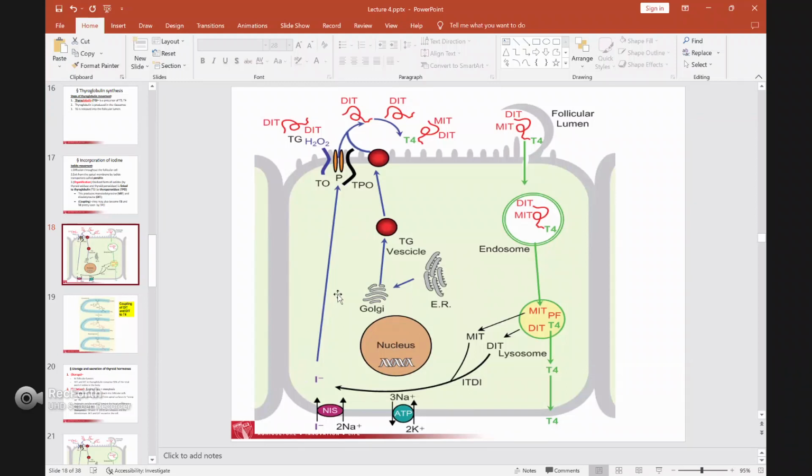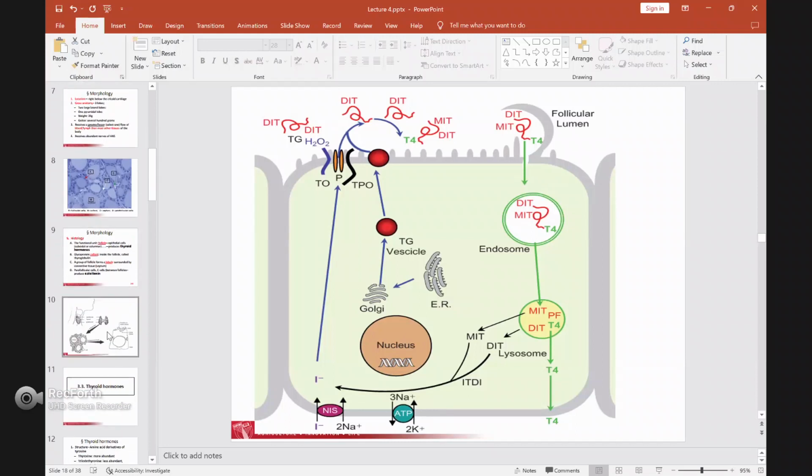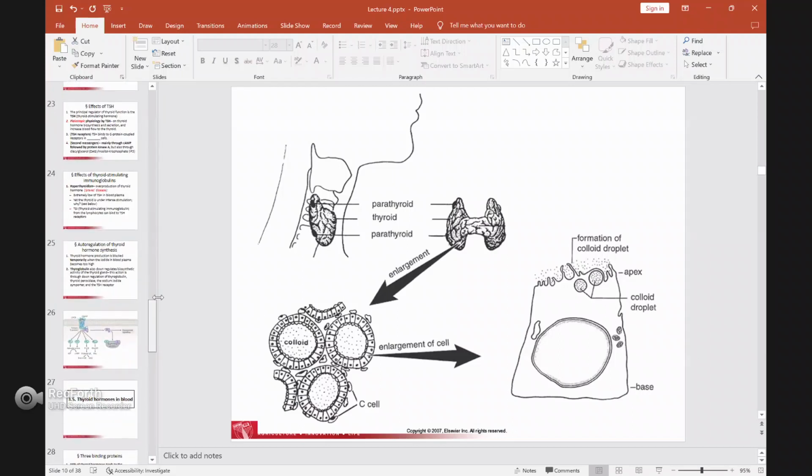Then inside the cells, this iodine will be pumped out into the colloid or follicular lumen, the space in the middle of the thyroid cells. If I can show you, this is the colloid. The colloid in the middle is actually the place where the thyroid hormone is synthesized. So the iodine from outside will pass through the cells and go to the colloid, or the follicular lumen.